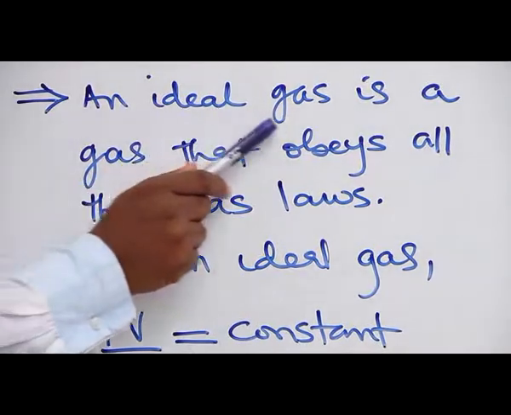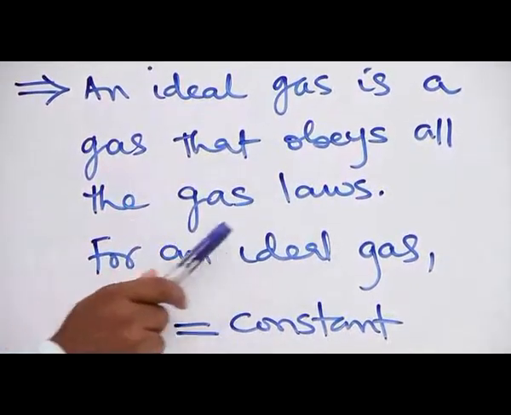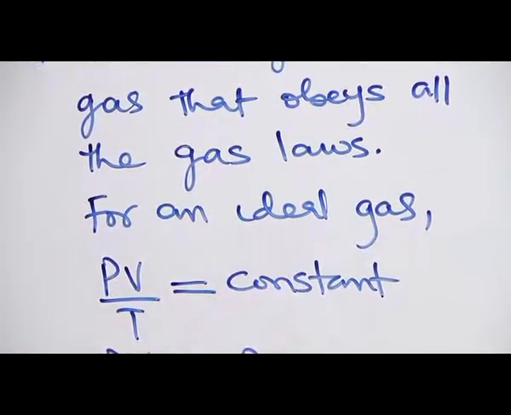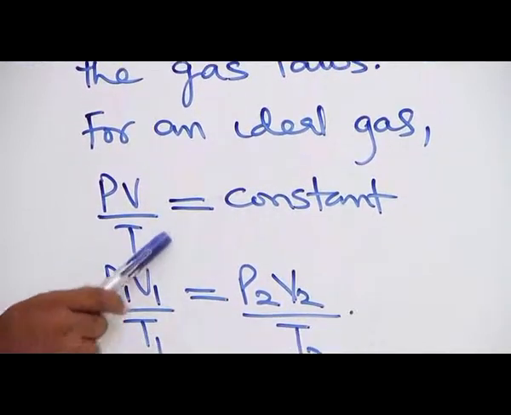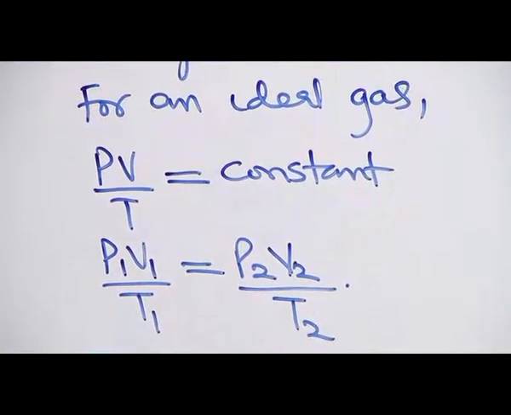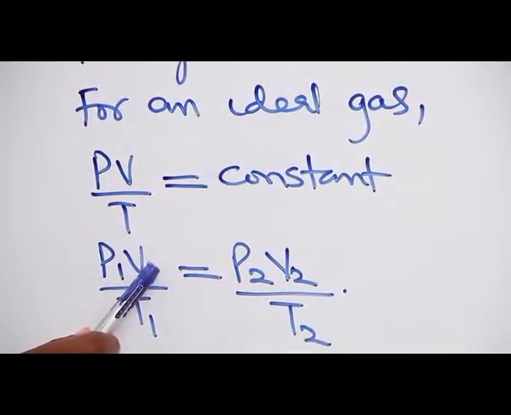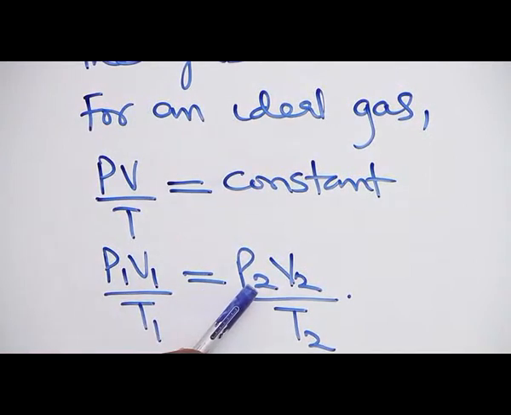An ideal gas is a gas that obeys all the gas laws. For an ideal gas, pressure times volume divided by temperature is always constant. In other words, P1 times V1 divided by T1 is equal to pressure 2 times volume 2 divided by temperature 2, the temperature being in Kelvin.